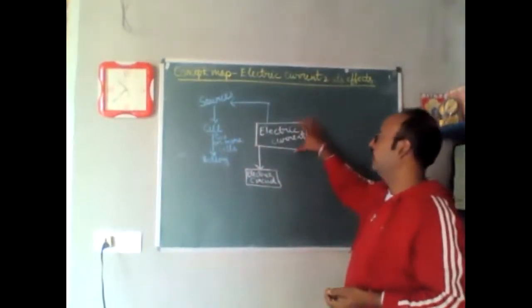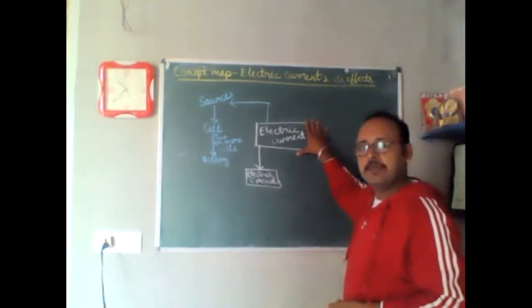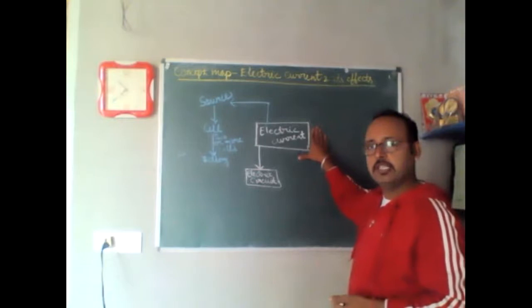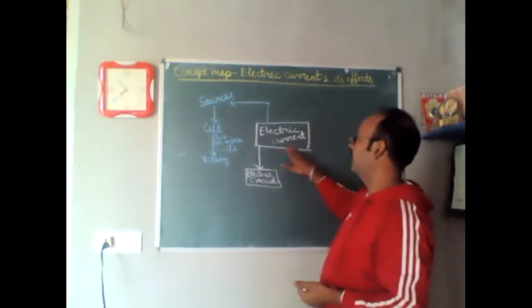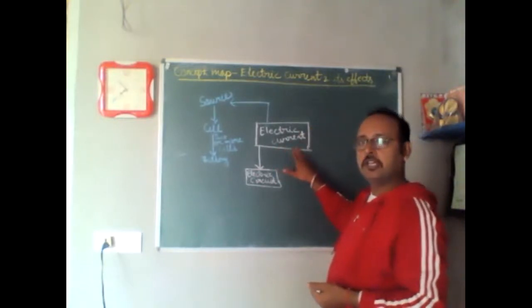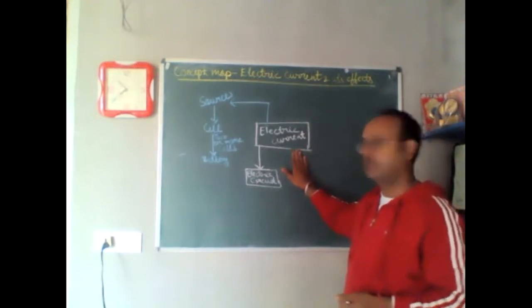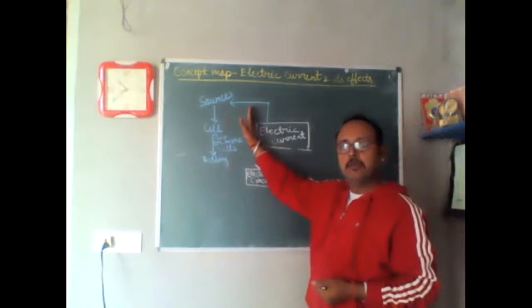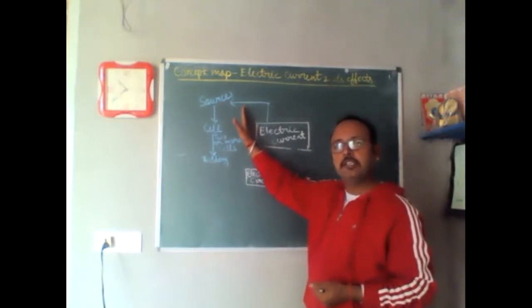So good morning everyone. Today we are going to discuss the concept map of electric current and its effects we have done in this chapter. So electric current, we know that rate of flow of charge is known as electric current. Now the sources we have discussed, from the appliances or how we can get that current.